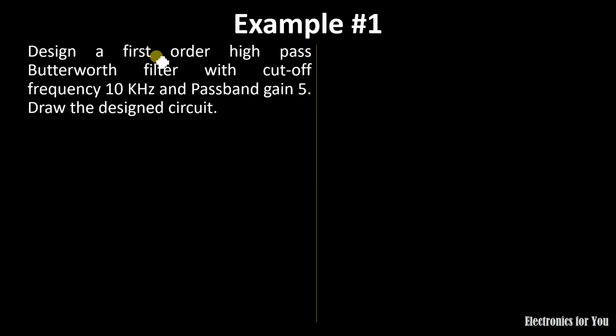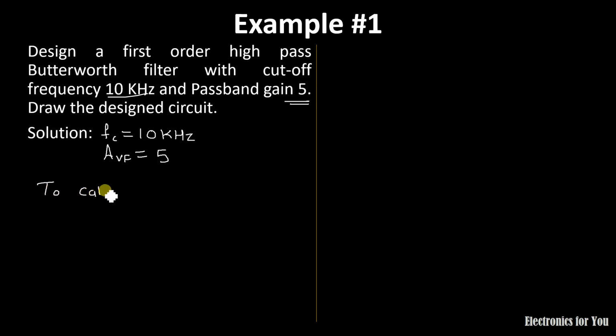Design a first order high pass Butterworth filter with cutoff frequency 10 kHz and pass band gain 5. Draw the design circuit. While going through the solution, we first write what is given. Here fc, that is the cutoff frequency, is given as 10 kHz, and the pass band gain, indicated by AVF, is given as 5. Now we have to use the value of fc to calculate the value of R and C.